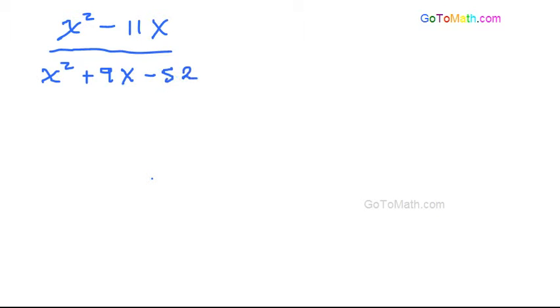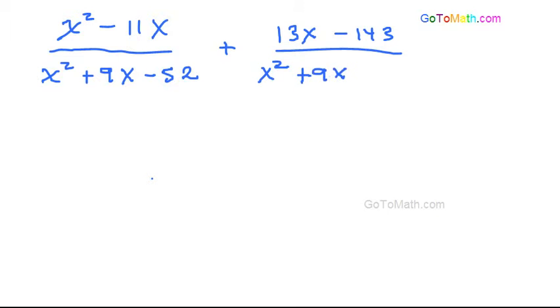Do the first things. We have x squared minus 11x over x squared plus 9x minus 52, plus 13x minus 143 over x squared plus 9x minus 52. As we can see here, we've got a common denominator, right?